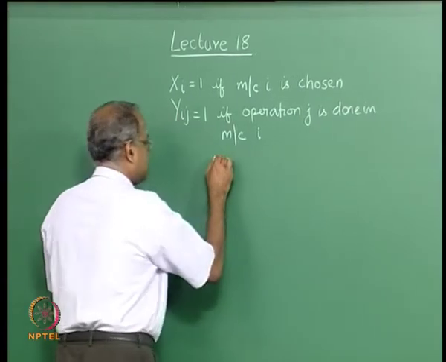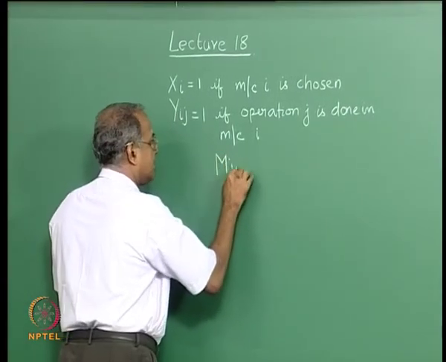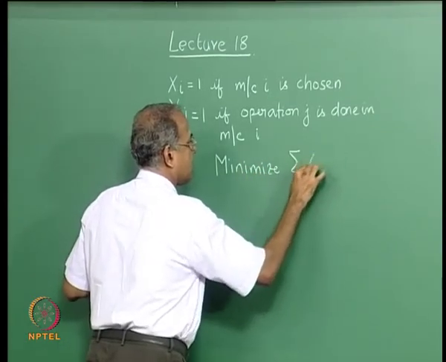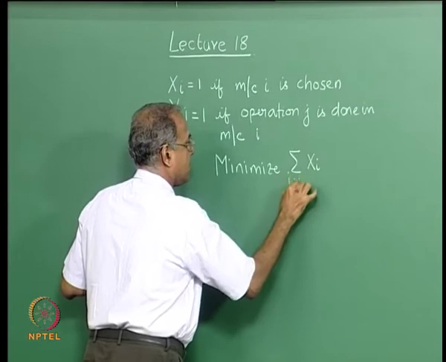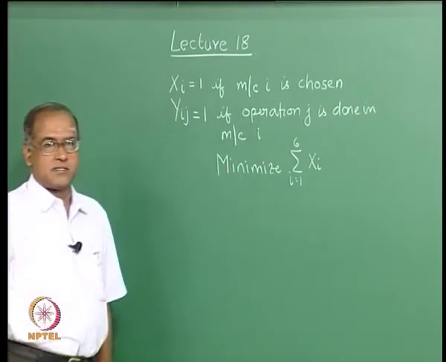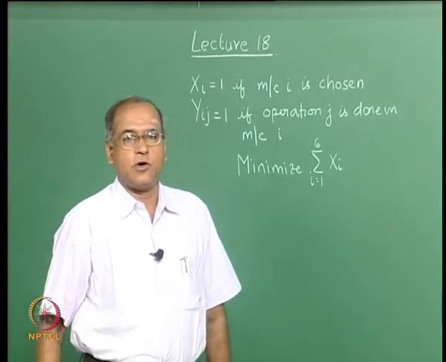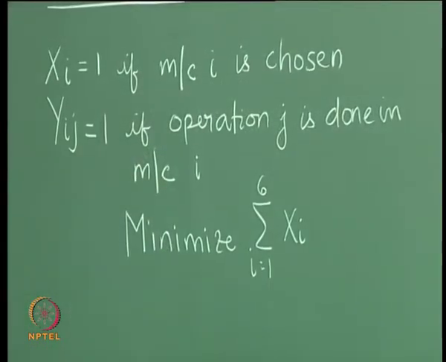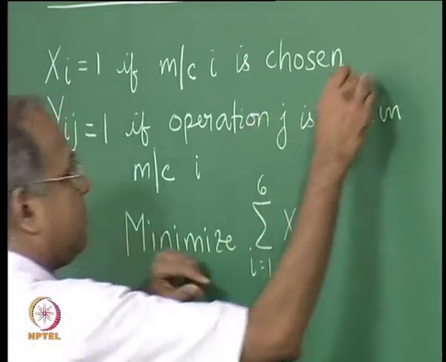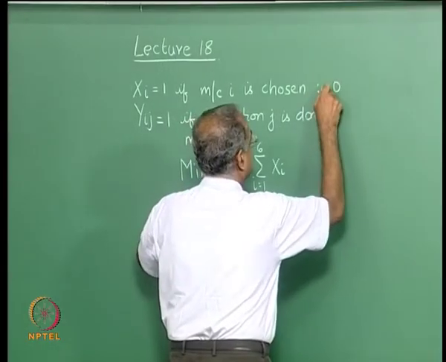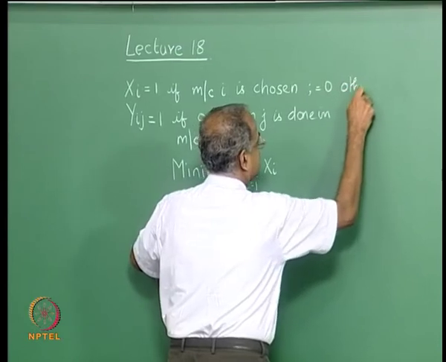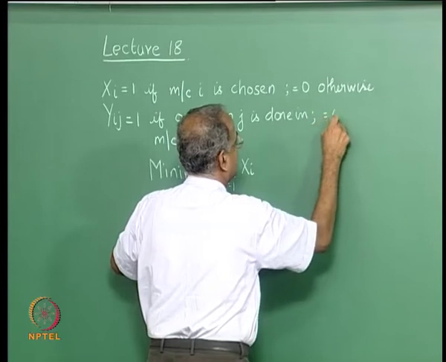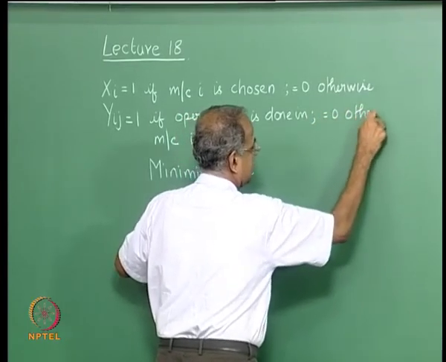Now, we want to choose the minimum number of machines such that all these operations are carried out. So, the objective function would be to minimize x_1 plus x_2 plus x_3 plus x_4 plus x_5 plus x_6. The x_i's are binary. So, we will say equal to 1 if machine i is chosen, equal to 0 otherwise. Similarly, y_ij equal to 0 otherwise.